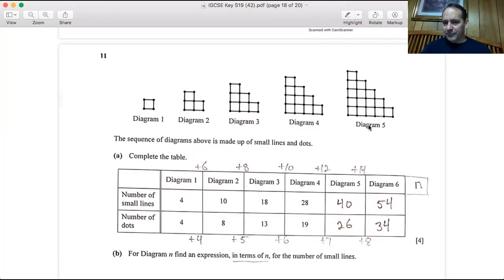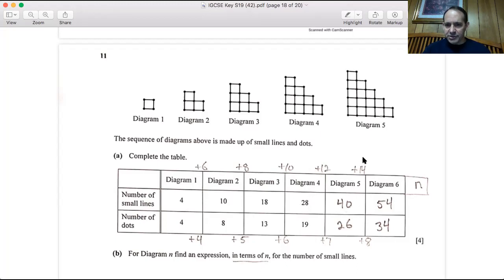Well, they give you diagram 5, but that's a lot of little lines and dots to count. They don't give you diagram 6. What we want to do is look for patterns. So if we look for number of lines going from diagram to diagram, from diagram 1 to 2, you add 6. From 2 to 3, you add 8. From 3 to 4, you add 10. So you can see a pattern of an increase of 2 for each one. So from 6 to 8 to 10 to 12 to 14. So from 4 to 5 should be an increase of 12.